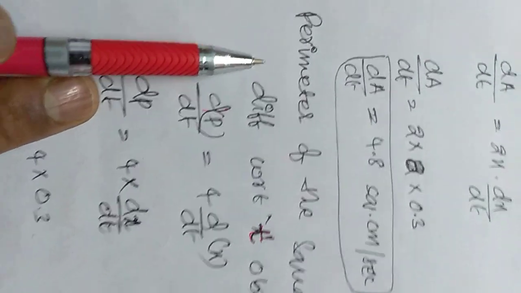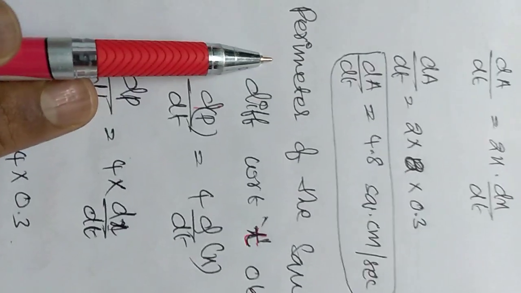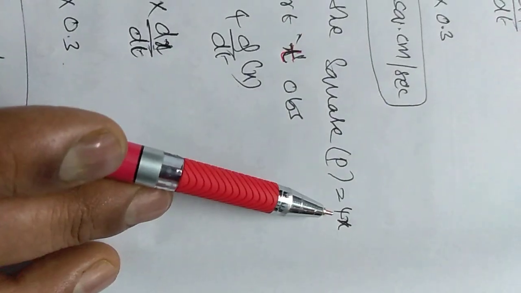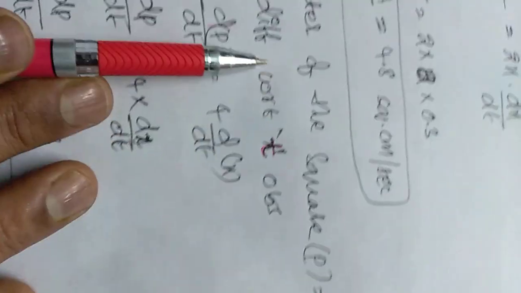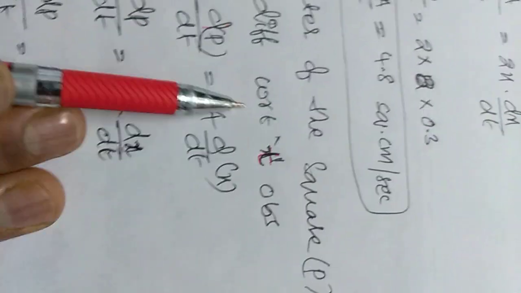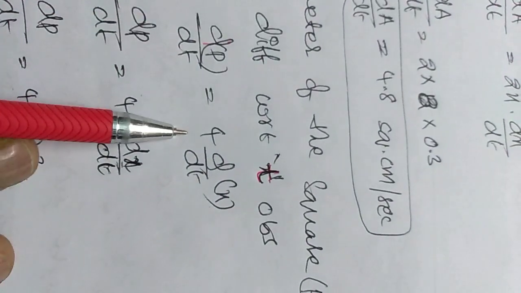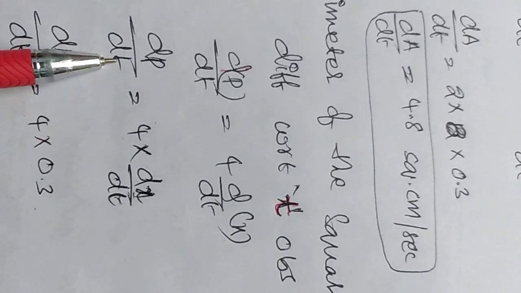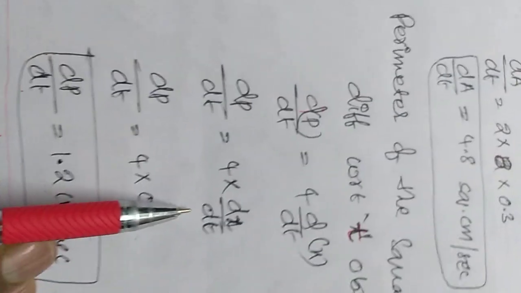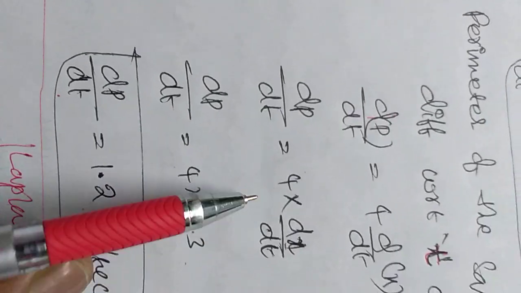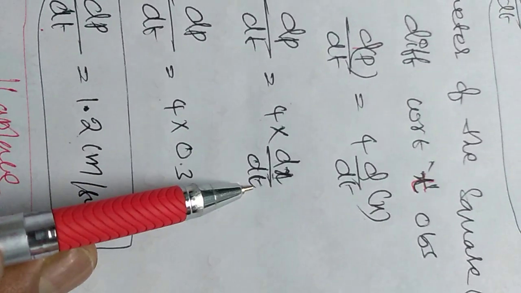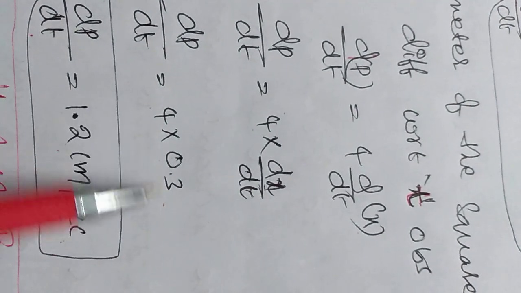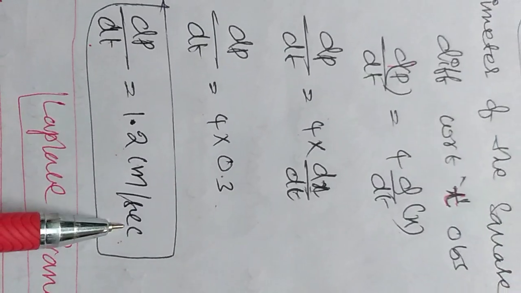Now find dP by dt. The formula for the perimeter of the square is 4 into side, that is 4 into x. Differentiate with respect to t on both sides. We get dP by dt is equal to 4 into d by dt of x. Therefore dP by dt is equal to 4 into dx by dt, the rate of change of side, that is 0.3. 4 into 0.3 is 1.2 centimeter per second.